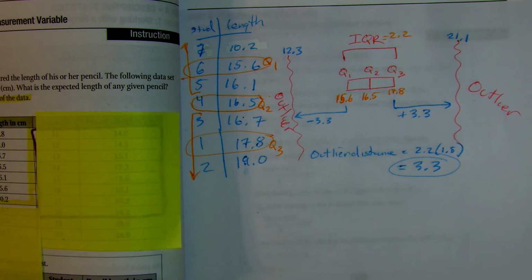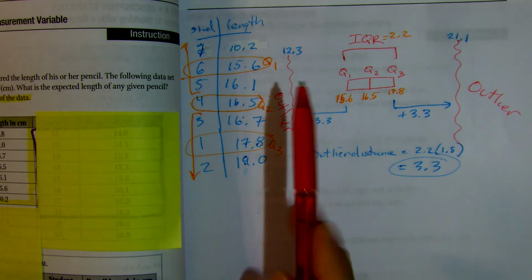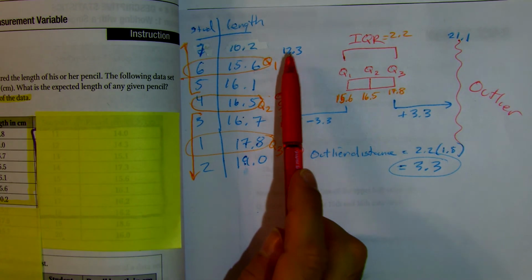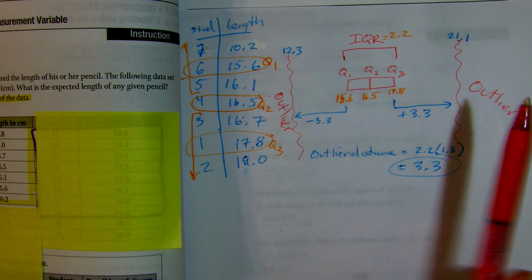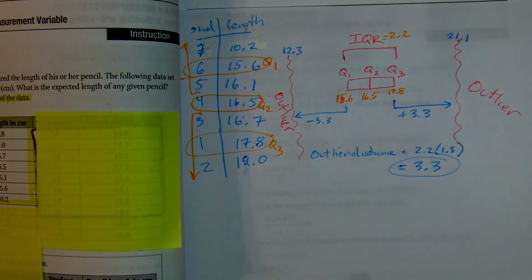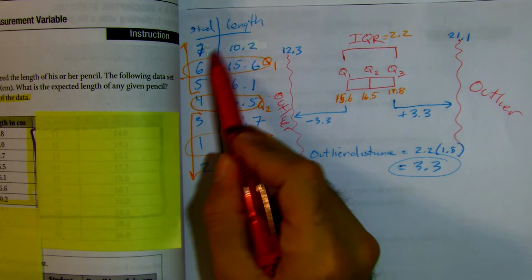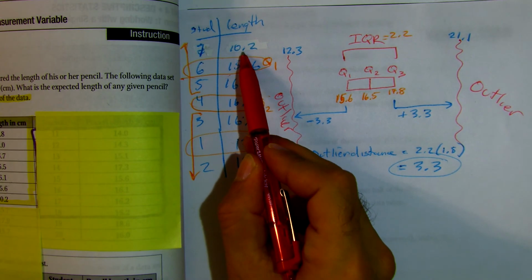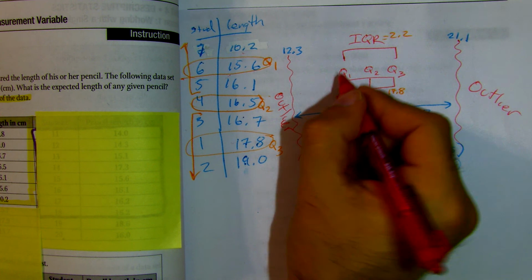Now we need to see if we have outliers. Any value that is below 12.3, or any value that is greater than 21.1, is in outlier territory. So we need to see if we have any. We have them in order, so it's easy to see. This one is an outlier.